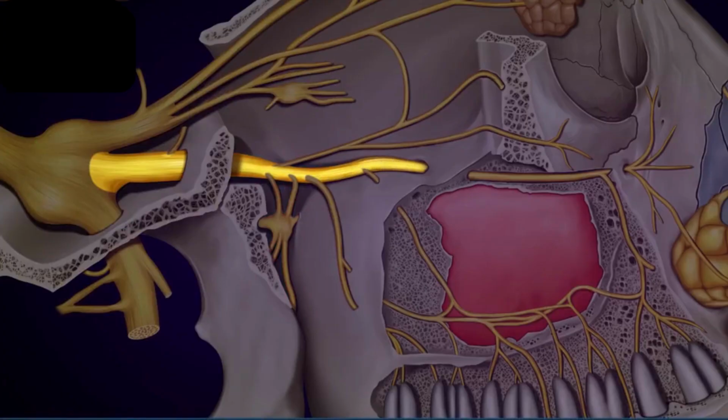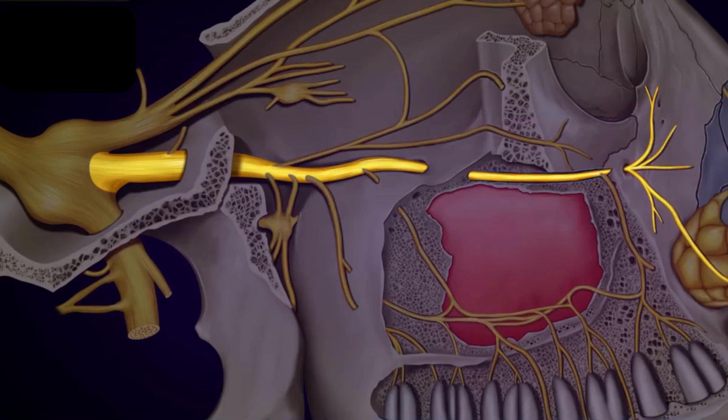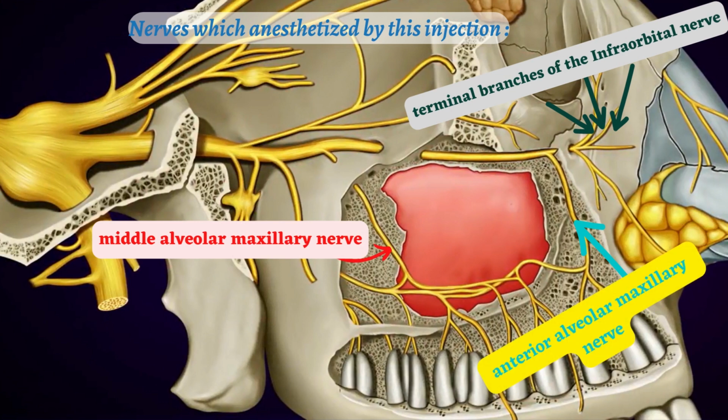The infraorbital nerve is a branch of the maxillary nerve, which is the second division of the trigeminal nerve. The maxillary nerve enters the orbit through the inferior orbital fissure, where it terminates as the infraorbital nerve. The infraorbital nerve runs forward along the floor of the orbit in the infraorbital groove and appears on the face through the infraorbital foramen. Nerves anesthetized by this injection: anterior superior alveolar nerve, middle superior alveolar nerve, and terminal branches of the infraorbital nerve.